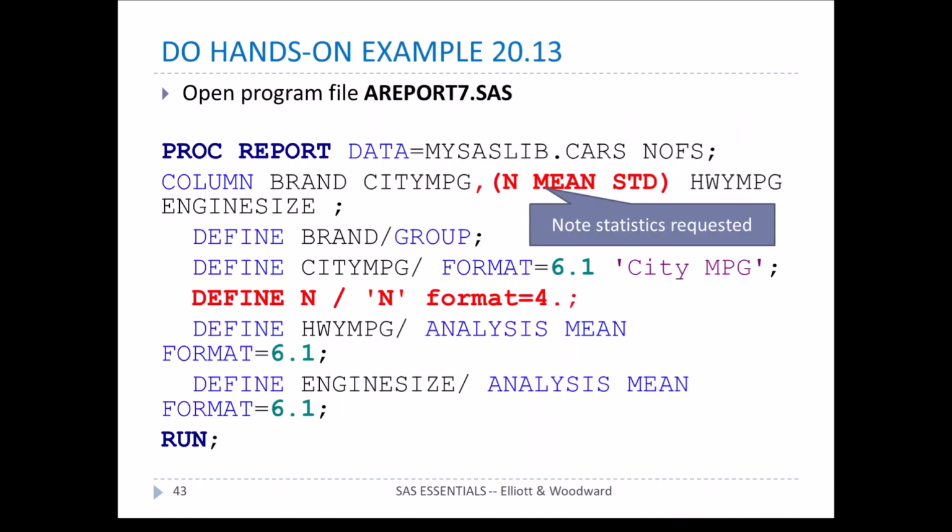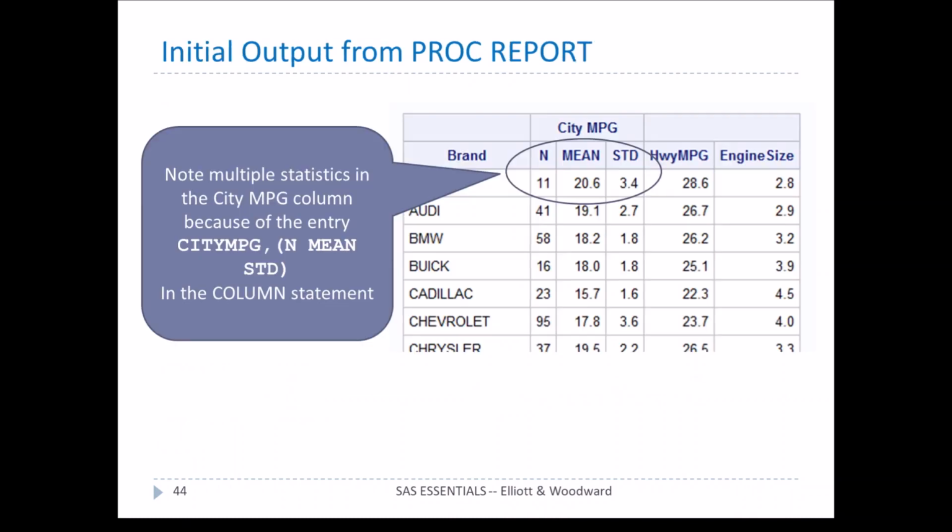So let's take a look at that example. Open up the program file called areport7, and here we have the columns brand, city miles per gallon, where we're asking for N, mean, and standard deviation, and then the columns highway miles per gallon and engine size. Down below in red, we're defining N with a slash, giving it a label and a format. So a simple addition of some code there.